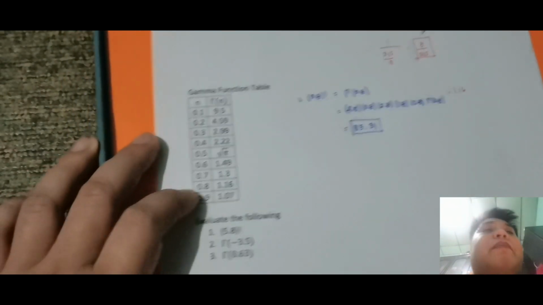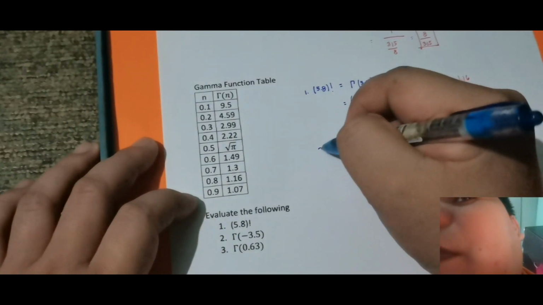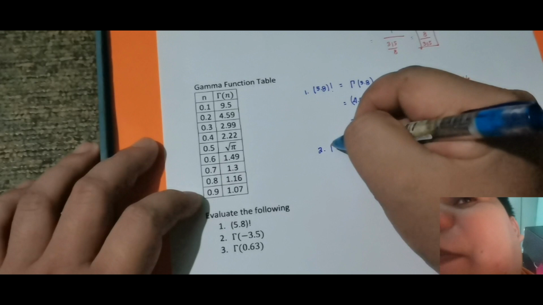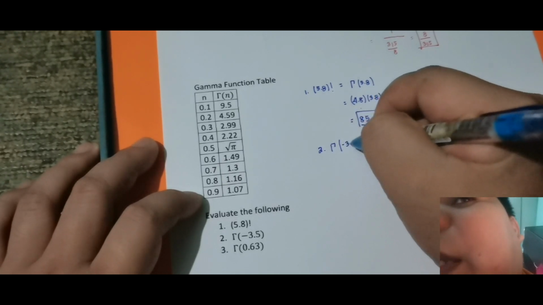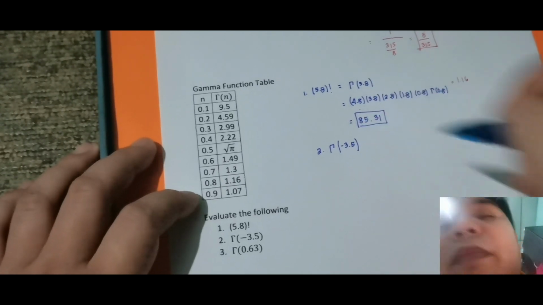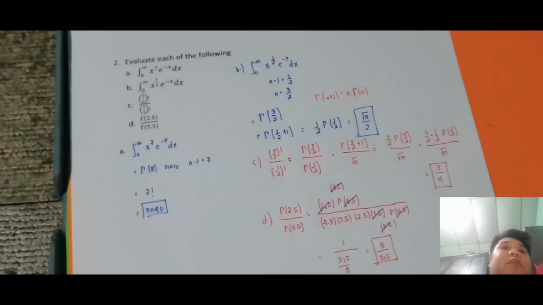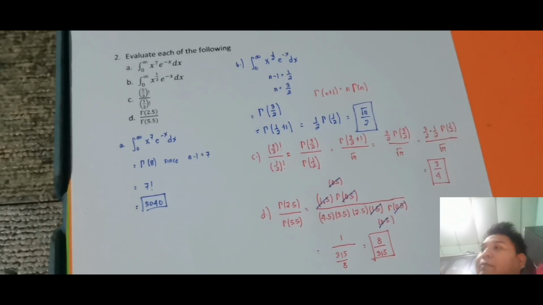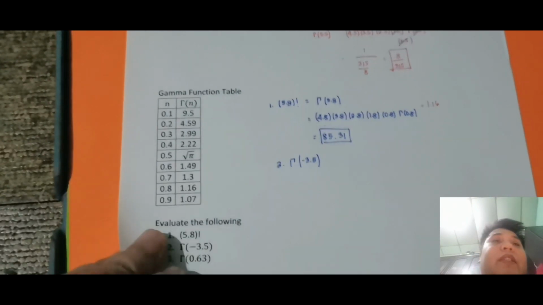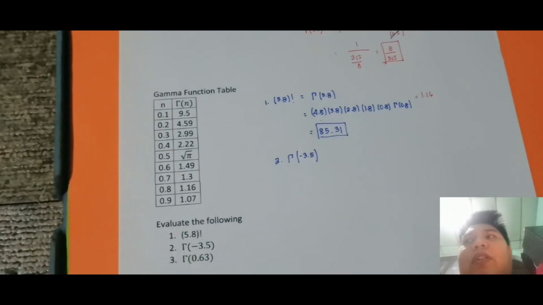Ganun siya kasimple. Again, number 2. So, we have gamma of negative 3.5. Ayan. Ito yung first time yata natin naka-encounter ng negative. Okay, so syempre ituturo din ni sir kung paano kunin yung negative. Now, before that, punta muna tayo dito. Sorry, hindi dyan. Tawag dito. Ito, yung formula na tinuro ni sir.